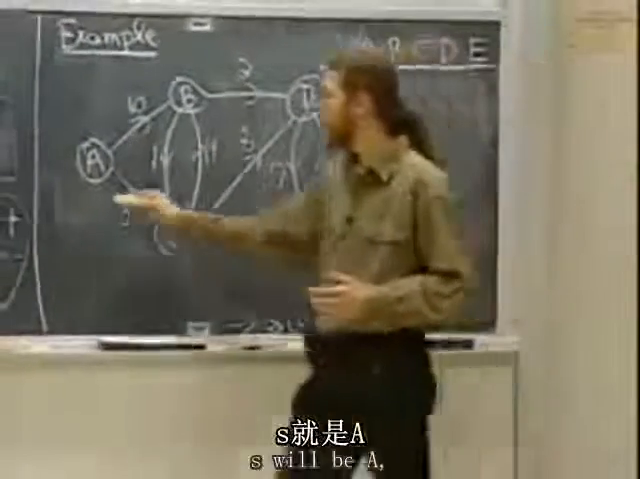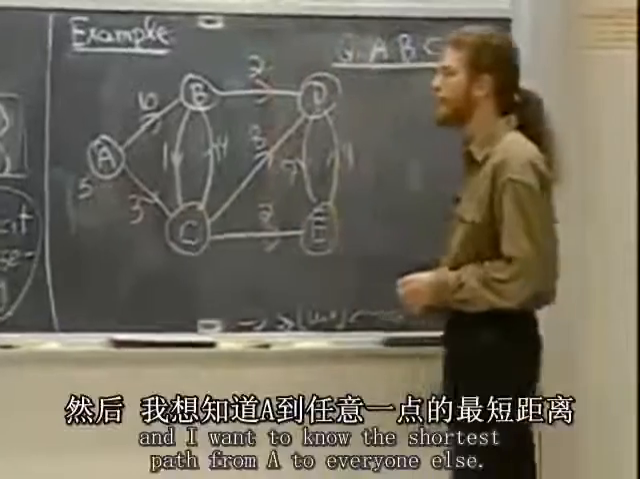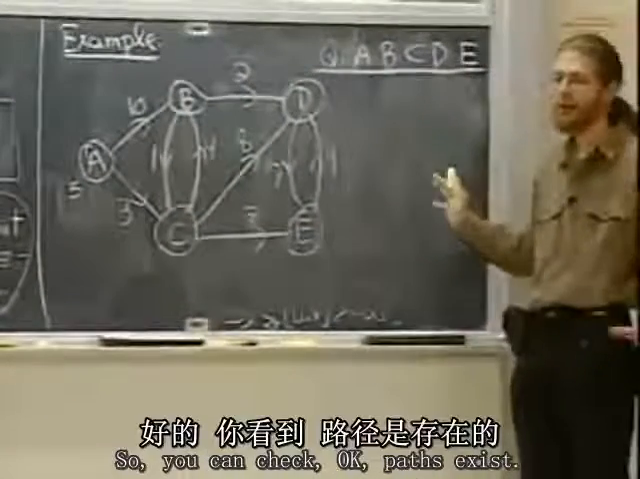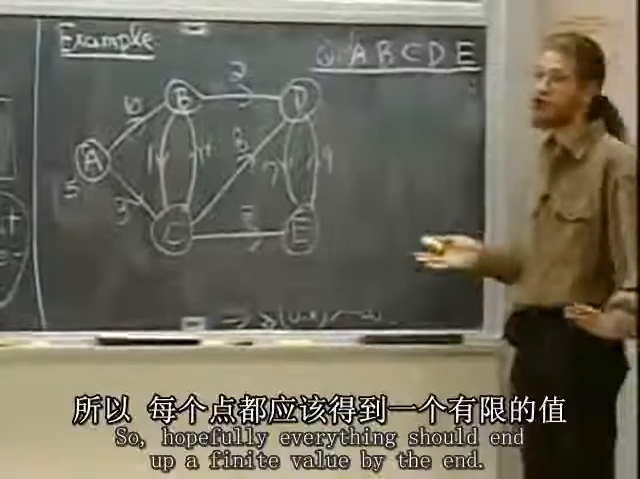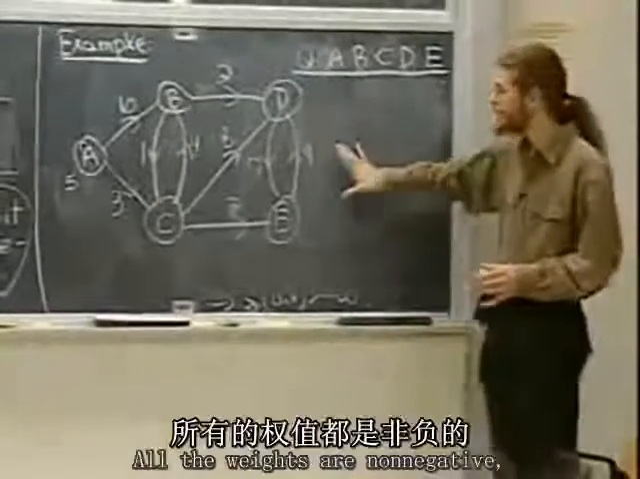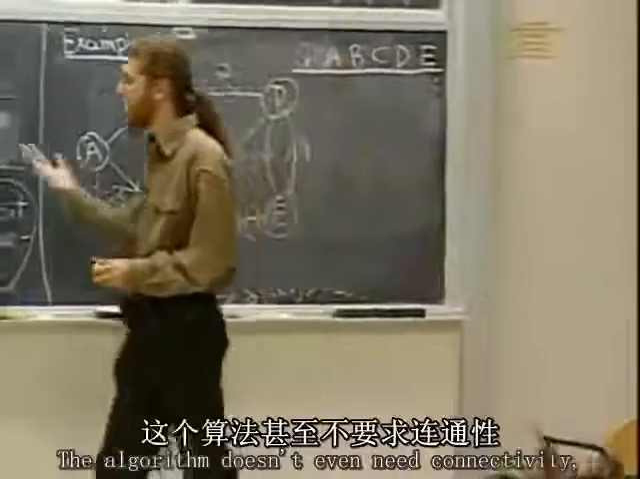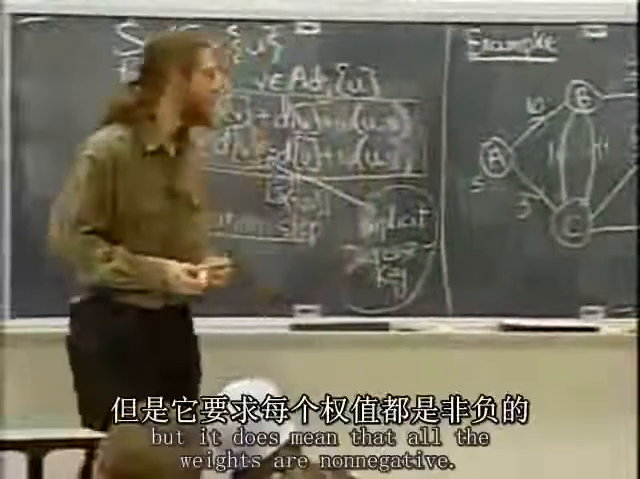S will be A. And I want to know the shortest path from A to everyone else. So you can check, okay, paths exist. So hopefully everything should end up a finite value by the end. All the weights are non-negative, so this algorithm should work. The algorithm doesn't even need connectivity, but it does need that all the weights are non-negative.